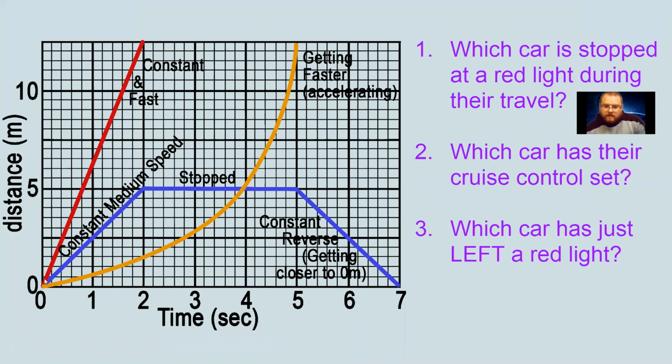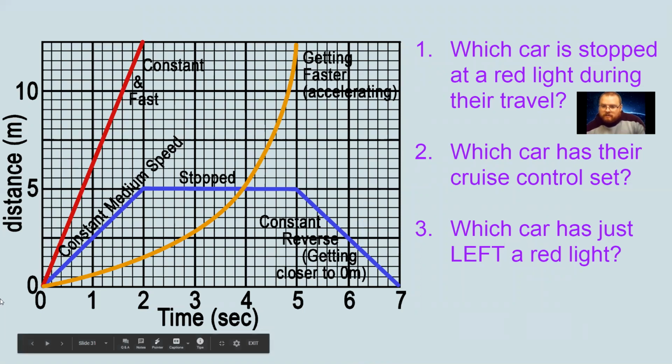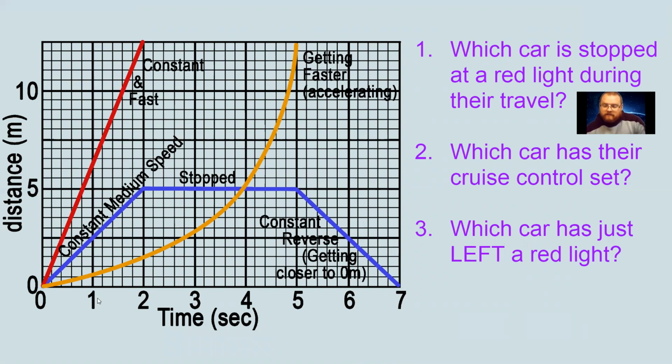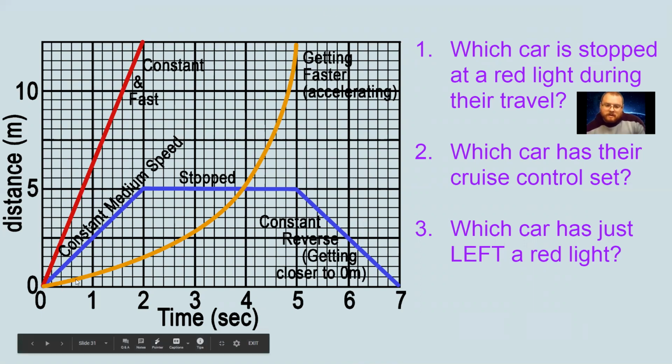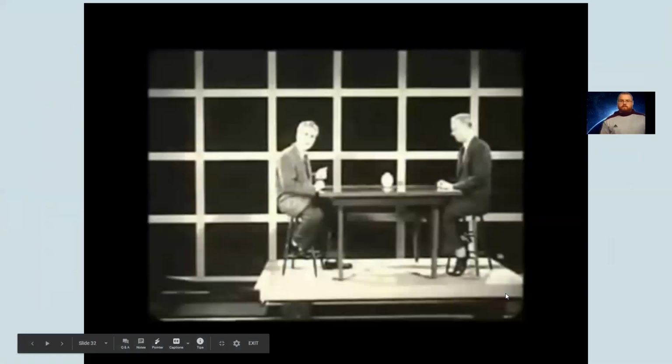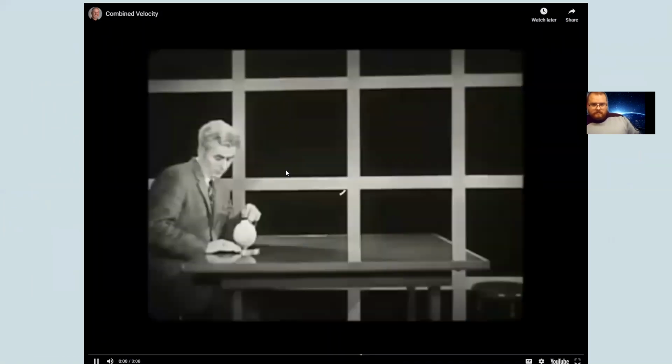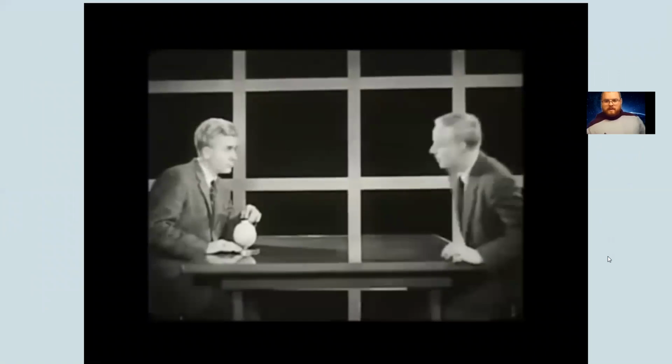The cruise control, as you can see, our distance is increasing at the same rate throughout the entire thing. That would be our cruise control, so red. And the car that just left a red light, as you can see, we are accelerating, getting faster. We'll talk about acceleration in a minute. From 0. So that car, our yellow one, would have just left a red light. And combined velocity is an interesting thing.